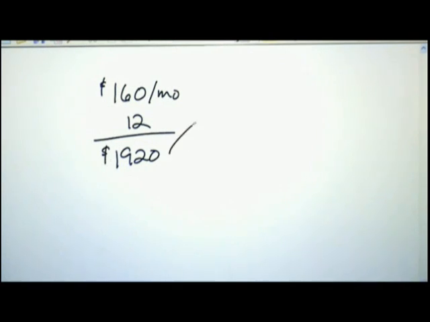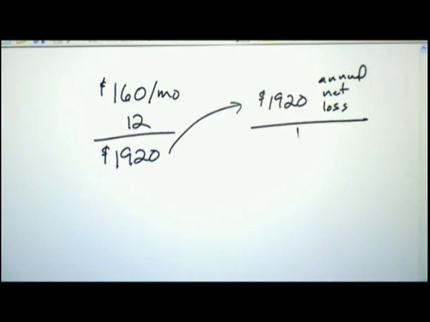So if the building's losing $160 per month, I multiply that times 12 months in a year to get an annual net loss of $1,920. This goes on the top of my T as an annual net loss. At a 10% cap rate, I divide my $1,920 by 10%, or 0.10, and I get a loss in value of $19,200 based on that $160 that it's losing a month.